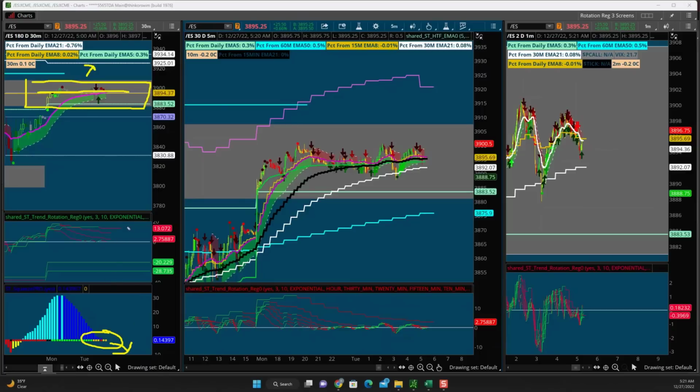And then it is starting to have rotation, right? The candles start turning red, starting to get dots, meaning rotation, and the spaghetti is starting to go lower. All right, so now we'll go to the 5-minute.